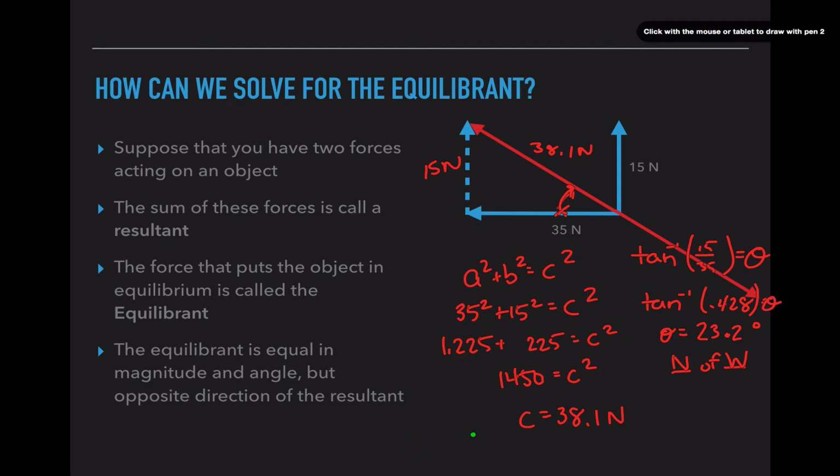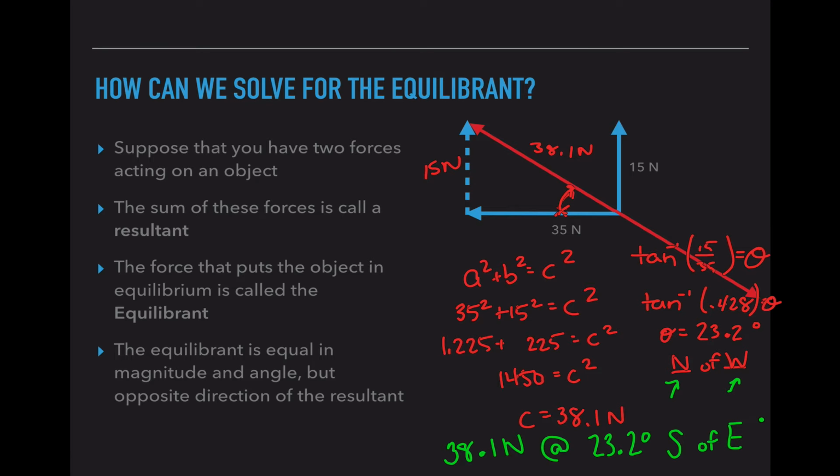So we're going to take everything we just found. The only difference is we are going to change these two letters. So the equilibrant is 38.1 newtons at 23.2 degrees. Instead of north, it's going to be south, and instead of west, it's going to be east. Okay, so the first steps we've already done before. The last step is just flip-flopping the directions.